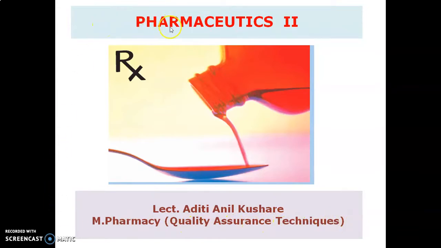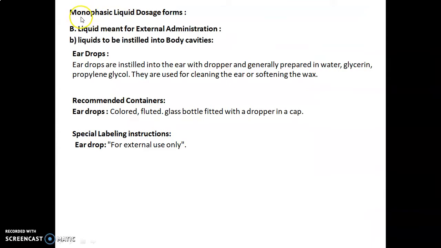Today we are going to discuss the experiments from pharmaceutics 2. So first of all, let's discuss the monophasic liquid dosage forms. Liquid meant for external administration, in that liquids to be instilled into body cavities, eardrops. Eardrops are instilled into the ear with the dropper and generally prepared in water, glycerine, propylene glycol. They are used for cleaning the ear or softening the wax.